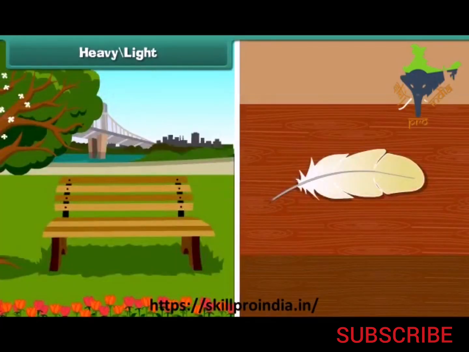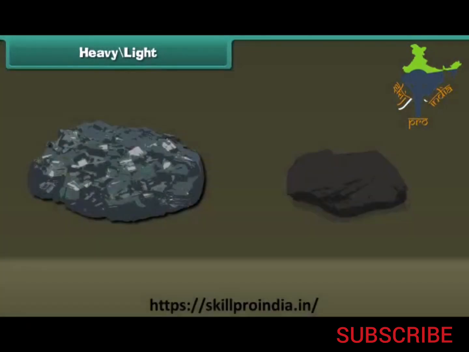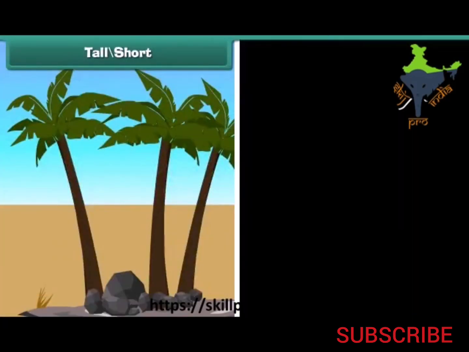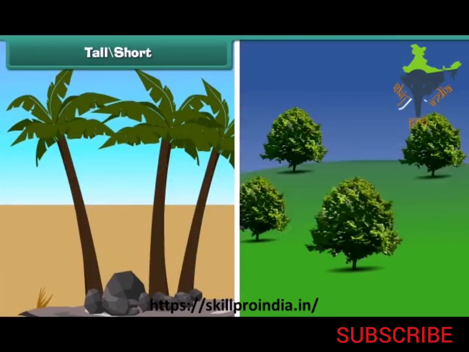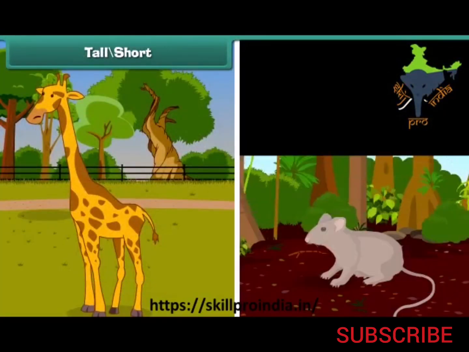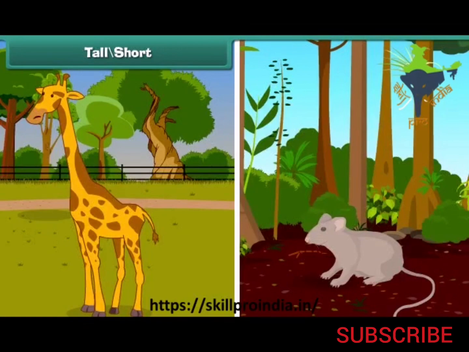Things which are difficult or impossible to lift are heavy, and things which can be carried easily are light. The stone on left is heavy, and the stone on right is light. Some trees are tall and some are short. Giraffe is tall, rat is short.